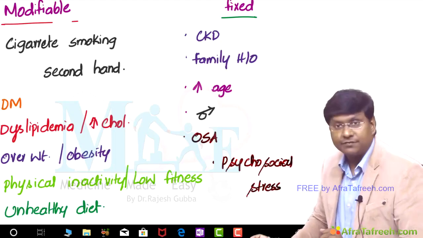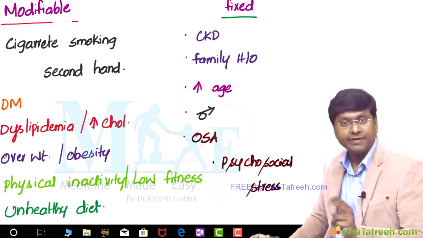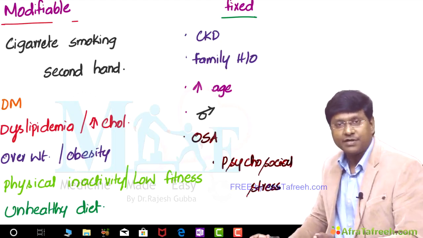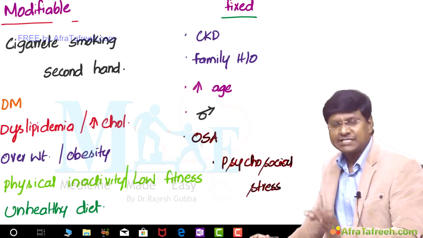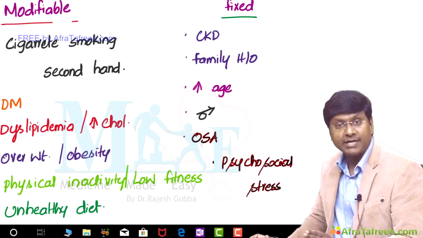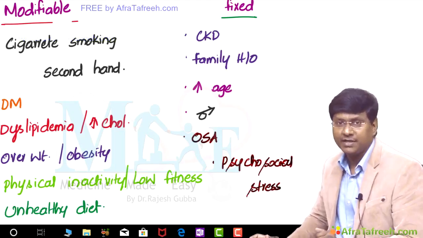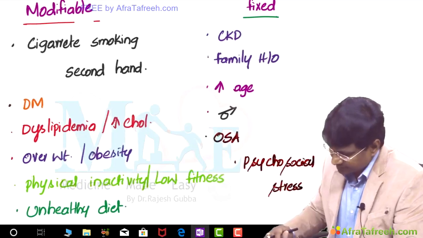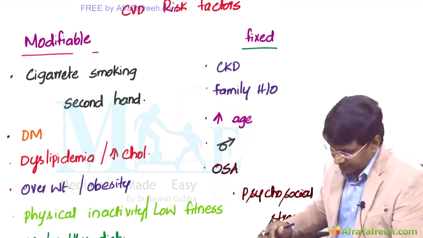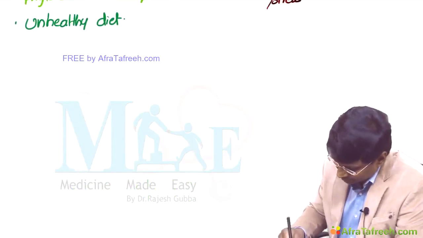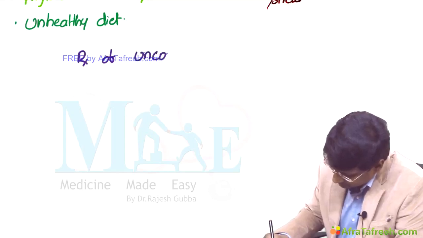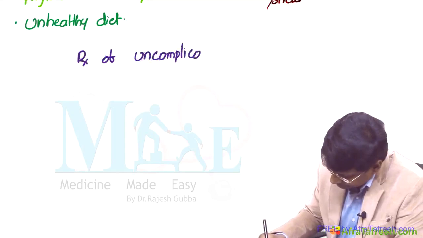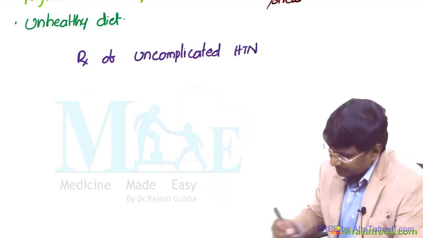Now, in the treatment of hypertension, we have two things. One, lifestyle modification, and the other one is pharmacotherapy. For the treatment of hypertension, just pharmacotherapy is not sufficient. Along with that, lifestyle modification is also very, very important. Now, after having discussed exactly what the modifiable and fixed risk factors are, next let me discuss the management of uncomplicated hypertension.